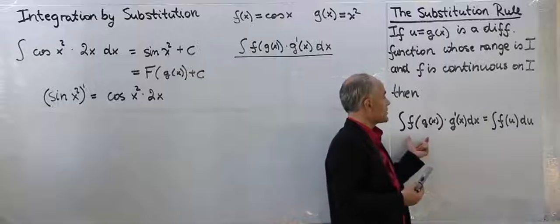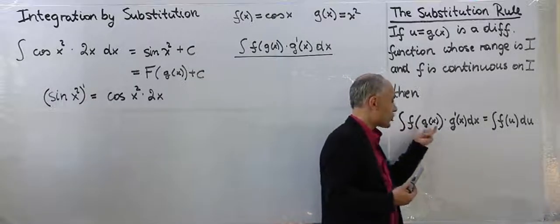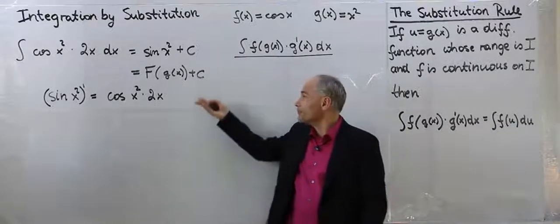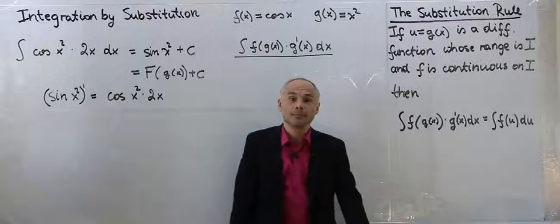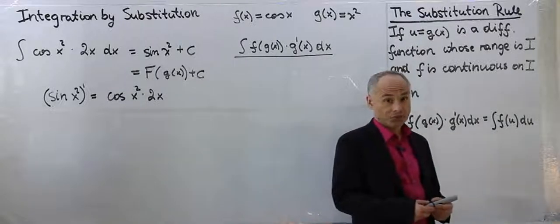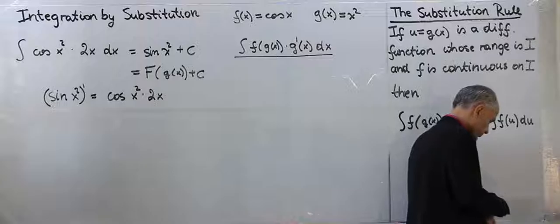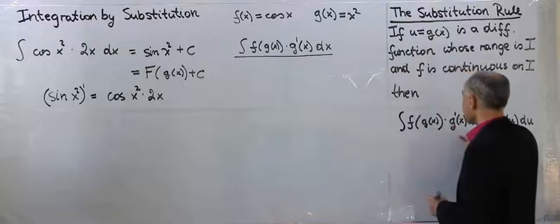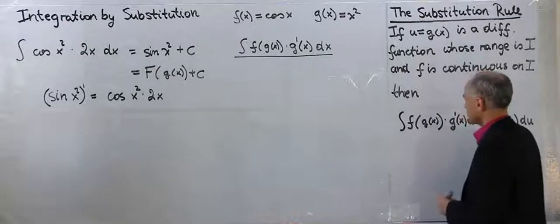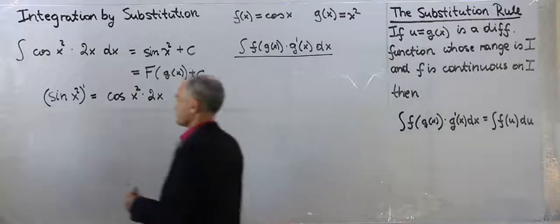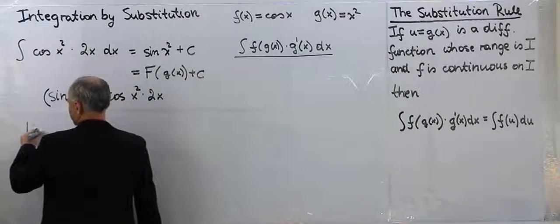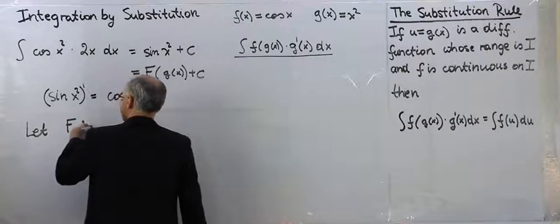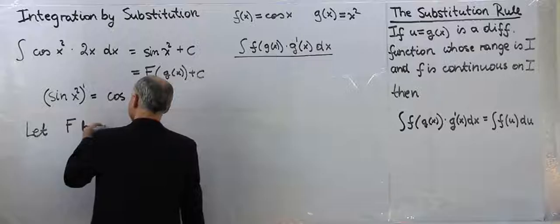Let me illustrate why this formula holds true in general, although we got a sense why that was the case by looking at the first two examples. It's basically the chain rule. So how does one argue this? Well, let capital F be an antiderivative of lowercase f.